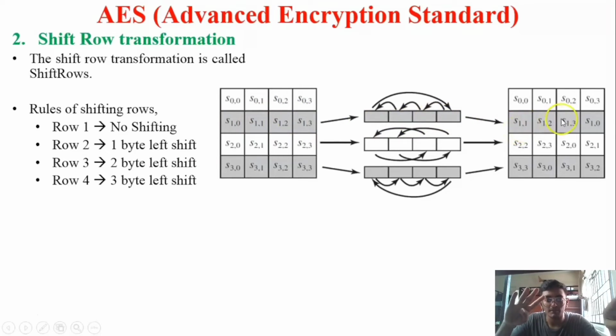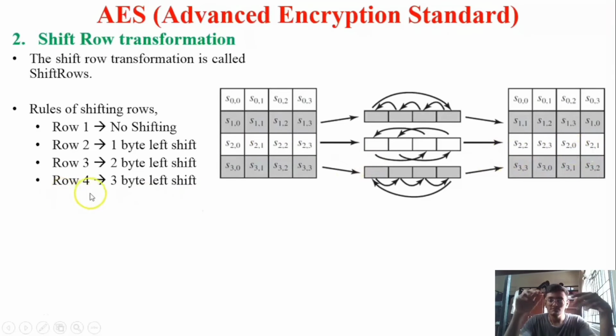S11, S12, S13 and S10 will be left circular shifted and S10 reaches over here. For row 3 there is a 2 byte left shift. Now in this figure you can see this is a 2 byte shift, so S22 comes in place of S20. Now you can see over here this is a 2 byte left shift.